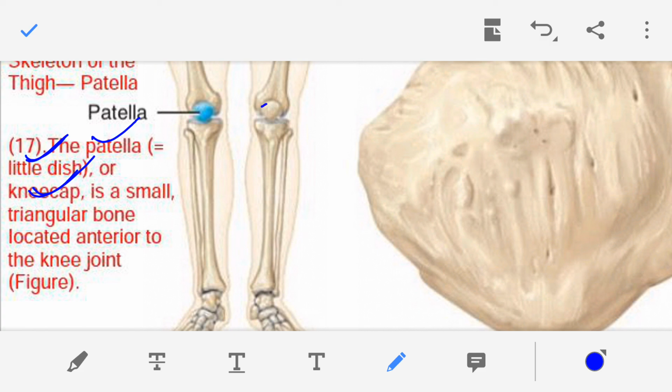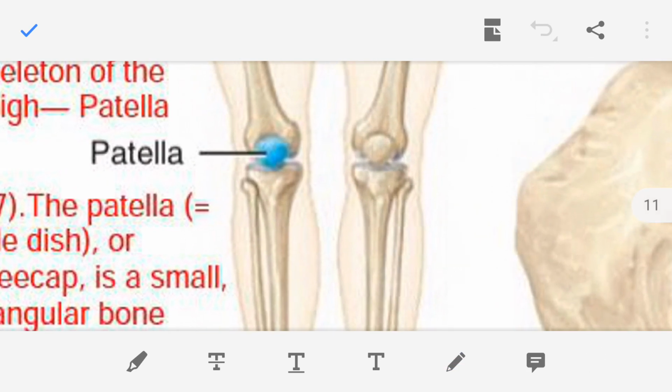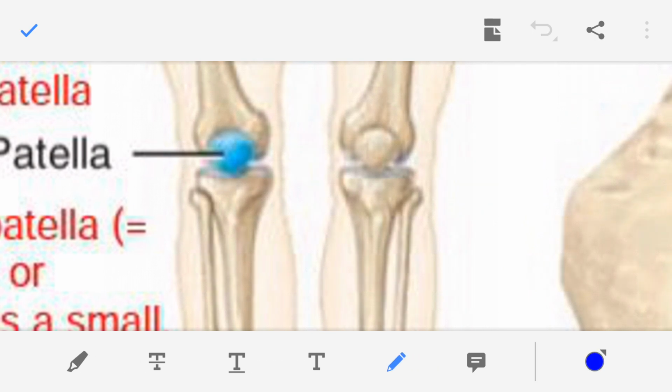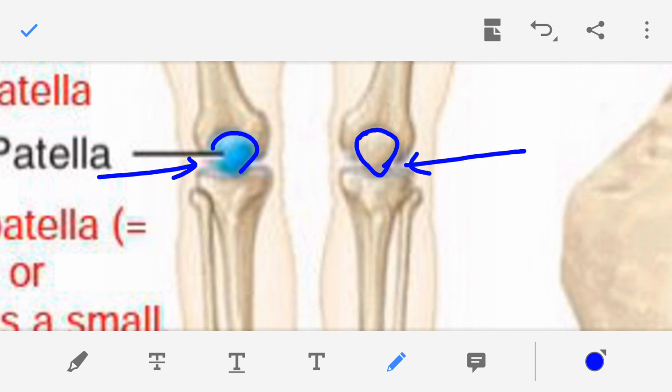Now as you can see, the patella is small and the shape is triangular. So patella is a small triangular bone, and it is located anterior to the knee joint. So this is our knee joint, and this one is also a knee joint. So anterior to it, the patella is present.